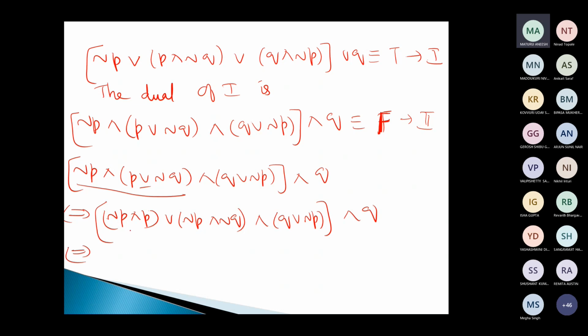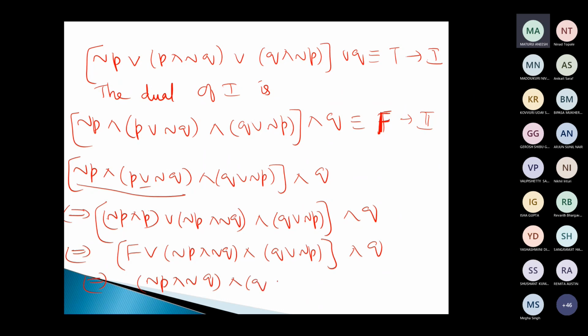So what is not P and P? False. False, or not P and not Q, and Q and not P. False or anything will give not P and not Q. Q and not P. Okay, not P or Q. So any way of simplifying this?